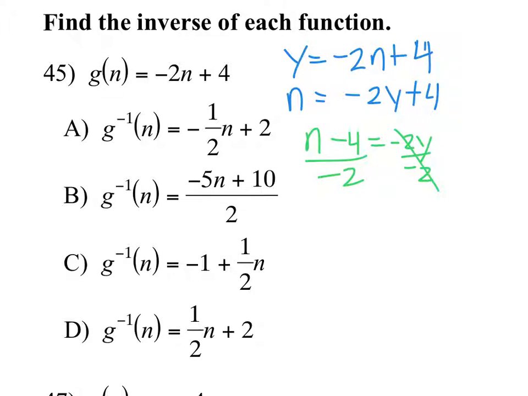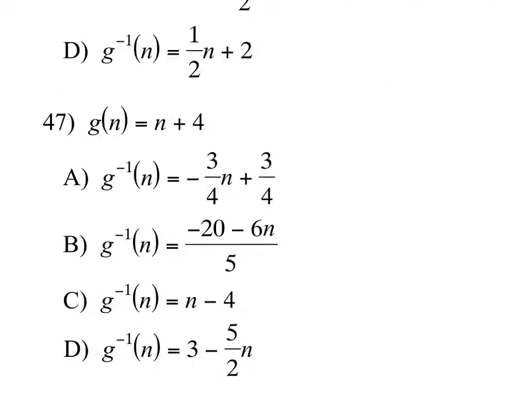I don't see one that's quite exactly that, so let's see if I can go a little bit further. So negative n over 2 is the same thing as n divided by negative 2. Negative 4 divided by negative 2 would be plus 2. And this would be the inverse of g of n. Negative n over 2 is the same as negative 1/2 of n. And then we get plus 2 for that. All right.